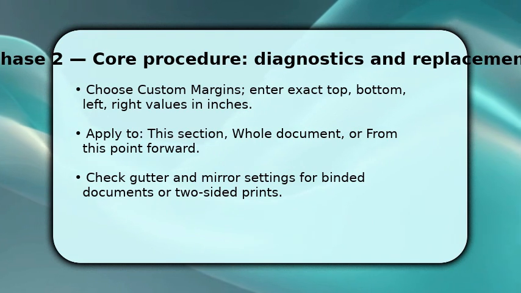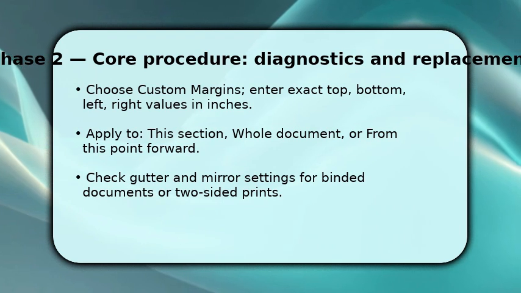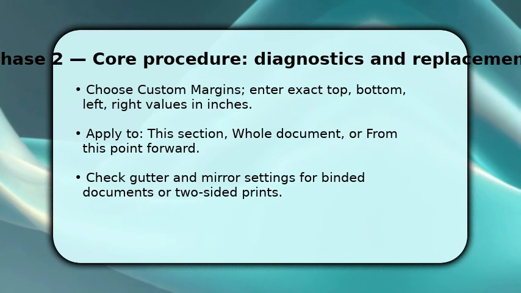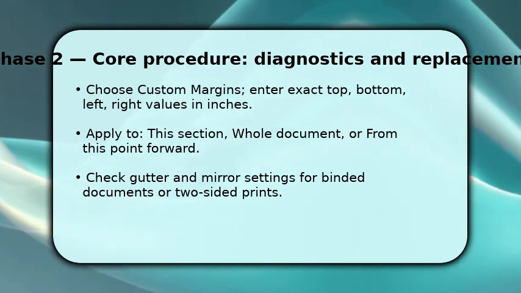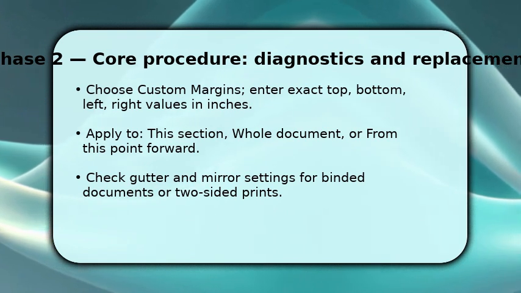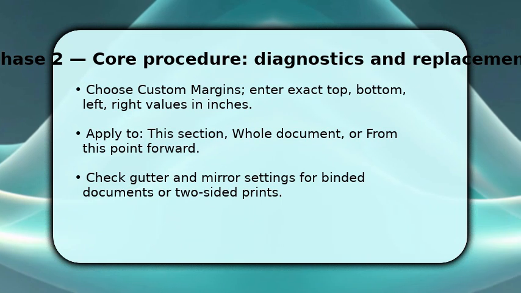Once done, decide Apply to this section, whole document, or from this point forward to control scope. Also inspect gutter and mirror margins if you plan to bind or print two-sided. Those change inner versus outer spacing. Make changes and click OK to commit. Then visually scan the page to confirm results.